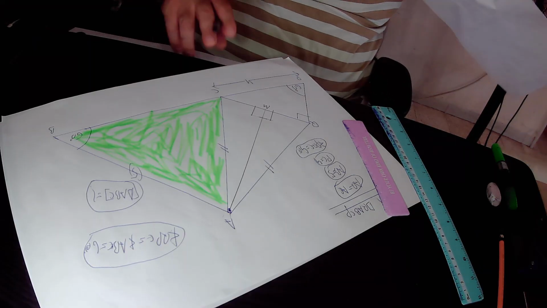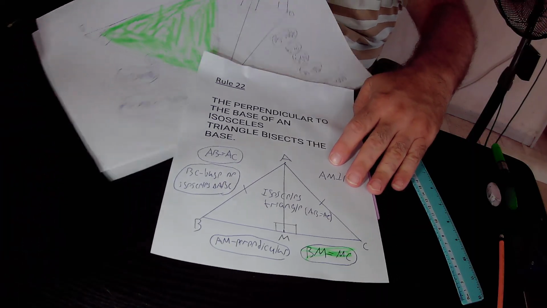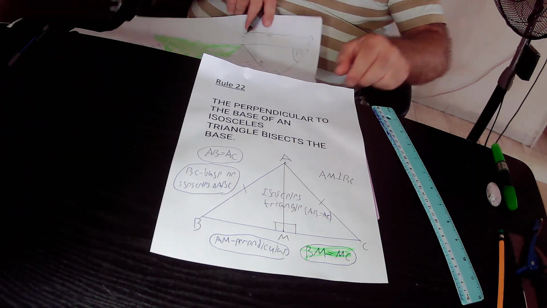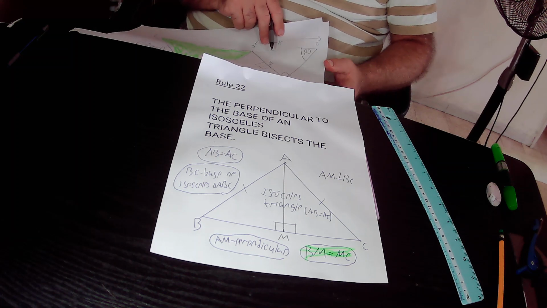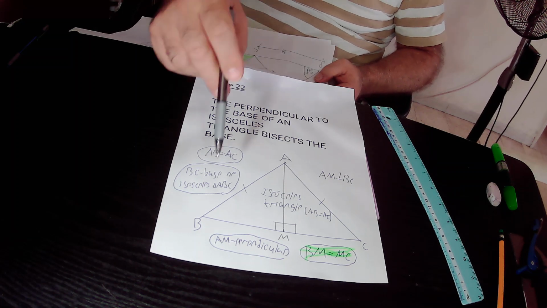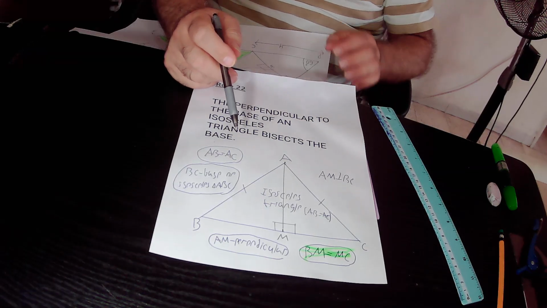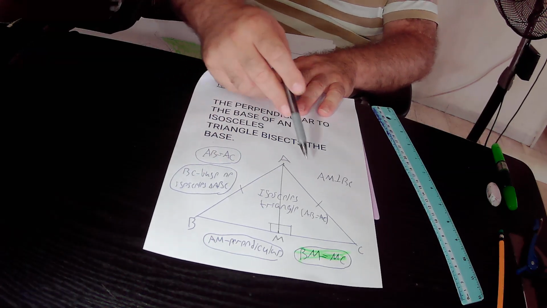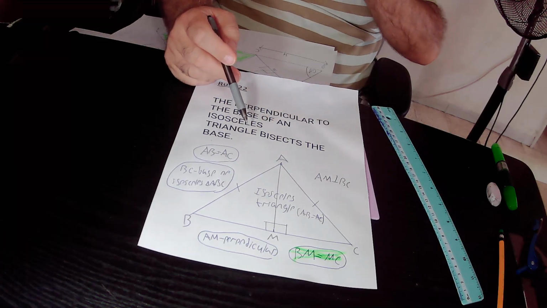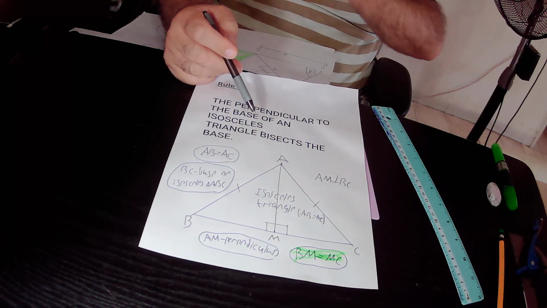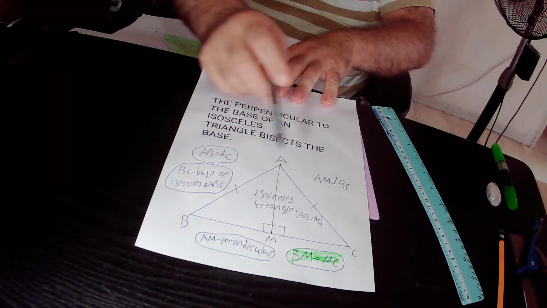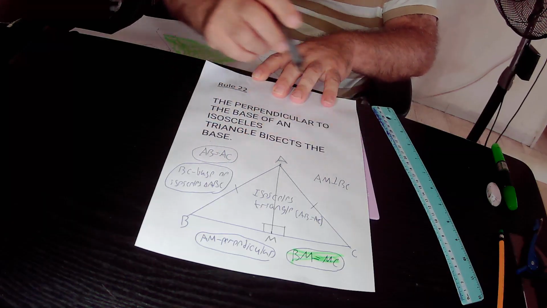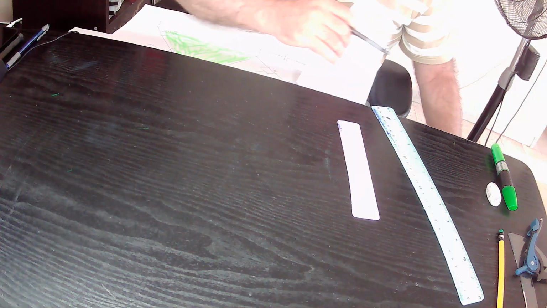According to rule 22, the perpendicular to the base of an isosceles triangle bisects the base. In the drawing we have triangle ABC that is an isosceles triangle because side AB equals side AC. And according to this rule 22, the perpendicular AM to the base BC bisects the base BC. That is to say, BM equals MC. So we can actually implement rule 22 in our drawing.